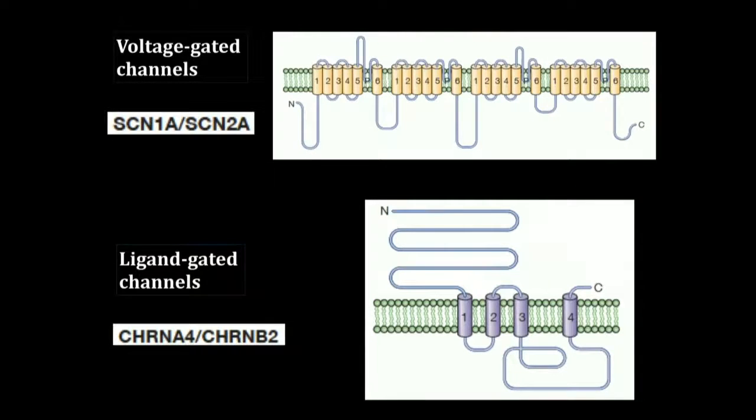Now, there are mainly 2 types of channels which are involved. The prototype, the most important for epilepsy, is the sodium channel 1A, which is a voltage-gated sodium channel. There are many other channels with similar characteristics, and ligand-gated channels, like the neuronal acetylcholine receptors subunits.